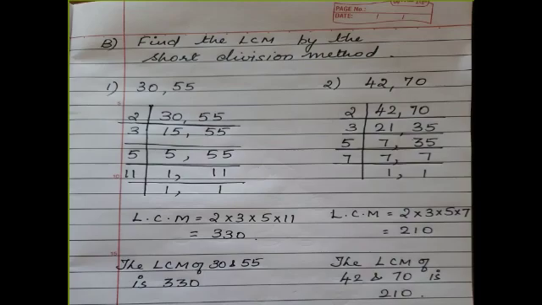Then you divide again with 5. So write 7 as it is, and then 7 5s are 35. Again you divide by 7. So 1 7s are 7, 1 7s are 7. So the LCM of 42 and 70 is 2 into 3 into 5 into 7, which is nothing but 210.